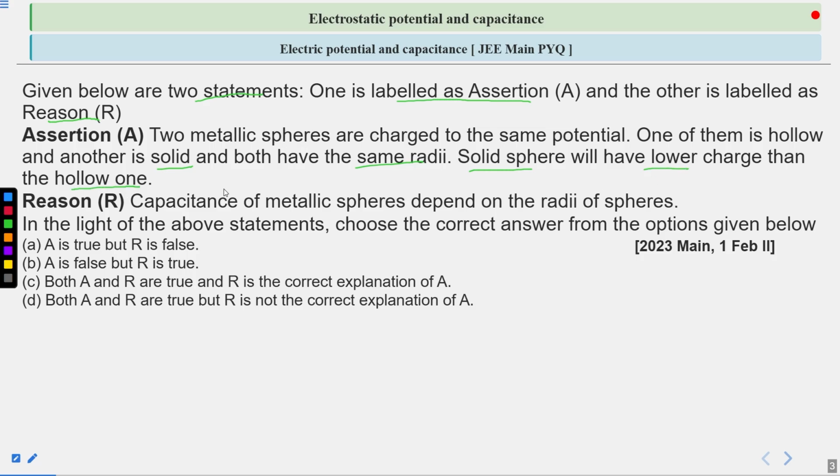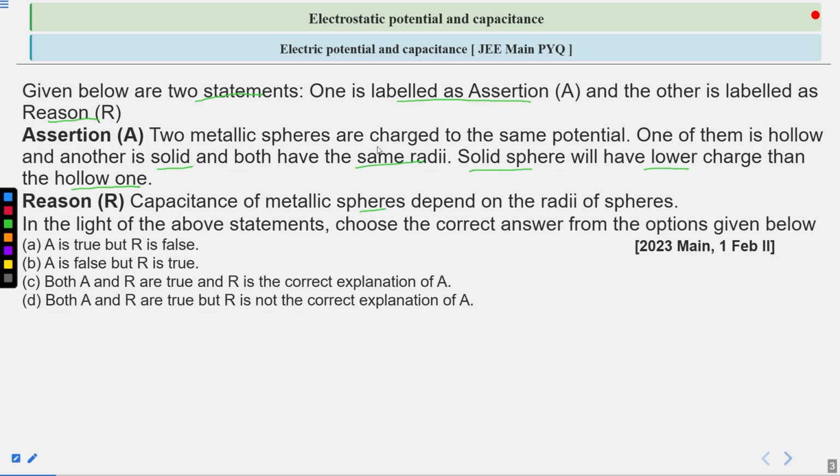Okay, so there are two metallic spheres having the same potential. One of them is hollow and one of them is solid, but both are conductors and both have the same radii. And the solid sphere will have lower charge than the hollow one. This is the assertion. Okay, so what is the reason? Capacitance of metallic spheres depends on the radii of the spheres. So this is the reason.